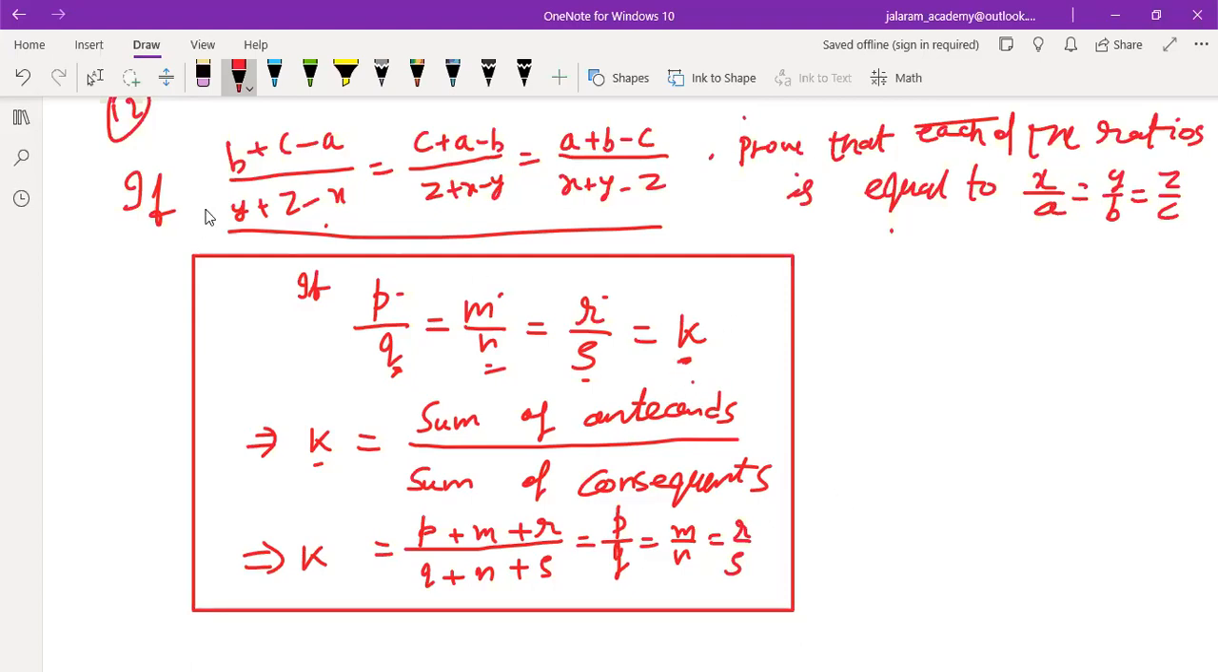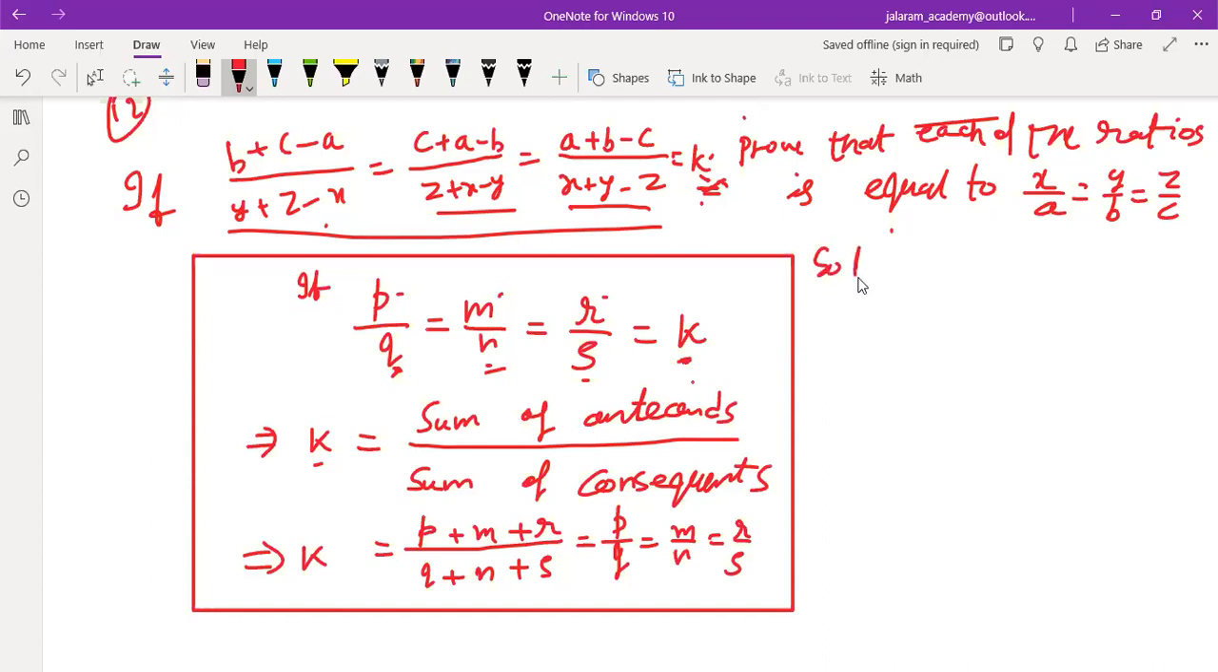Now if we assume that the thing given in the question is equal to k: (b plus c minus a) over (y plus z minus x) equals k, (c plus a minus b) over (z plus x minus y) equals k, (a plus b minus c) over (x plus y minus z) equals k. We have to prove that k equals x by a, k equals y by b, and k equals z by c. So what should we do now? Clearly, we will use the property that k equals sum of antecedents upon sum of consequents.